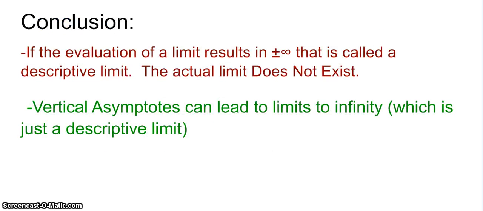Alright, so if the evaluation of a limit results in positive or negative infinity, that is called a descriptive limit. The actual limit technically does not exist, but now we will use the descriptive limit if we can. Vertical asymptotes can lead to limits to infinity, which is just a descriptive limit.